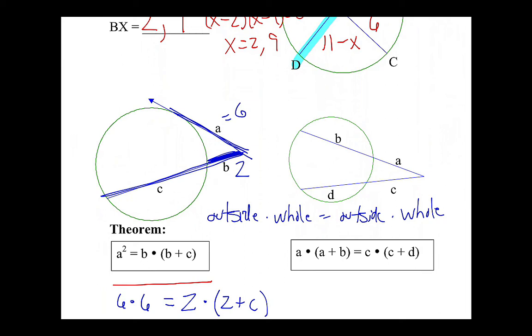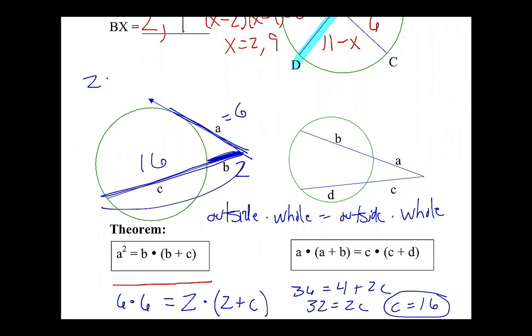So we get this equation here that says 6 times 6 equals 2 times 2 plus C. So when I start solving it, I end up getting 36 is equal to 4 plus 2C, which means 32 is equal to 2C, so C would equal 16 on this example. So to make this work, I got to check. Is 2 times the entire length, 18, equal to the outside part 6 times the whole length, which is 6? Yeah, we get 36 equals 36, and this checks. It works. So that's what the theorem is saying.